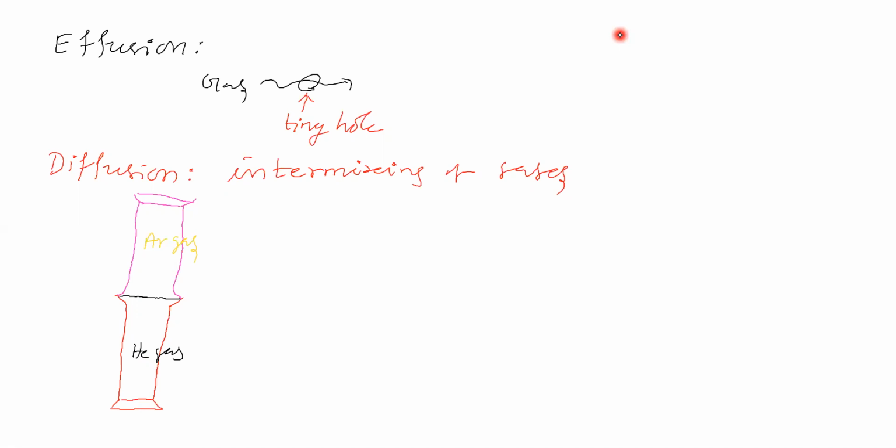That means helium gas makes a random motion, and argon gas also makes a random motion. Helium gas moves up as well as down, and argon gas moves down as well as up. So both gases intermix with each other after removing this partition. This process is called diffusion. Diffusion means intermixing of gases.